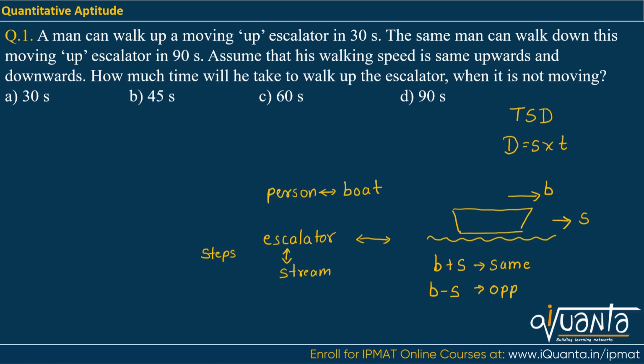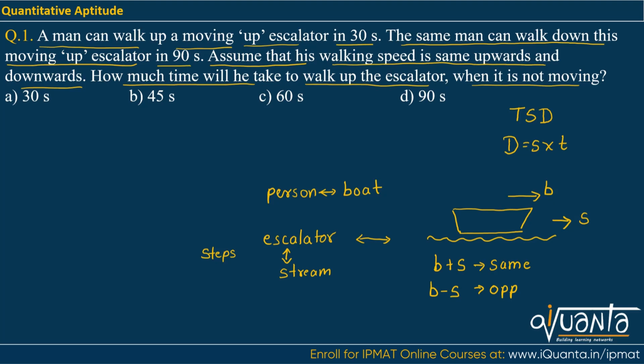Now let us move ahead with the question. So the question given was, a man can walk up a moving up escalator in 30 seconds. The same man can walk down this moving up escalator in 90 seconds. Moving ahead, assume that his walking speed is the same upwards and downwards. How much time will he take to walk up the escalator when it is not moving?